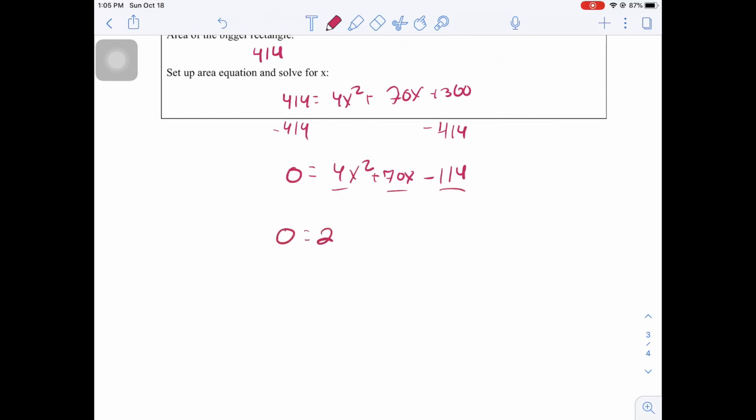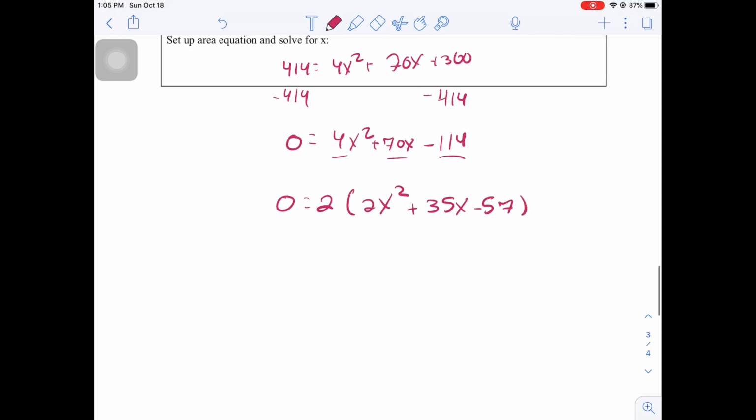Well, these are all even numbers, so at least 2 will come out of all of them. That should make factoring easier. 2x squared plus 35x minus 57. Okay, and now comes the hard part, right? Thinking of the factors of 57. I think 1 and 57, and then I know, because I know the answer, that 3 and 19 are also factors of 57. So as we're coming through here, we can actually do this first. Divide everything by 2. That would cancel this 2 and this 2. And we can do that because then it will equal 0.